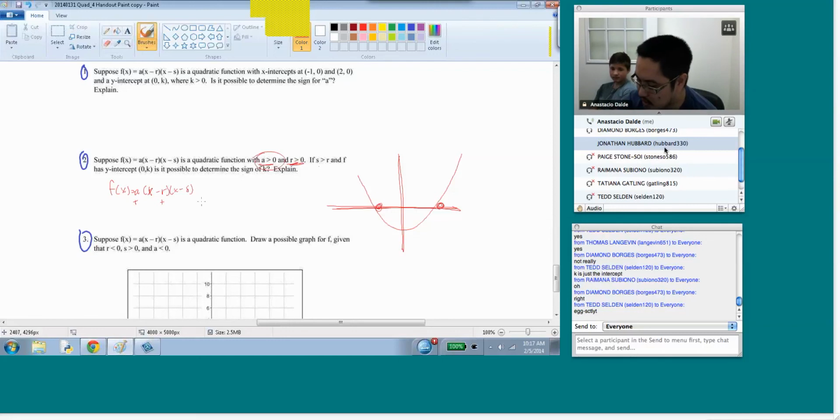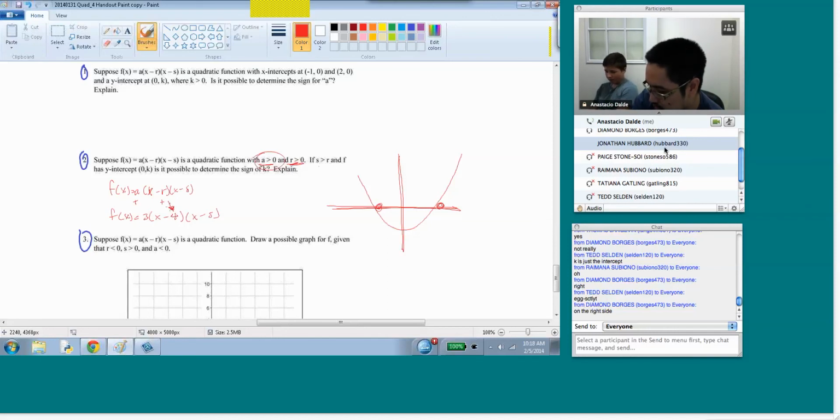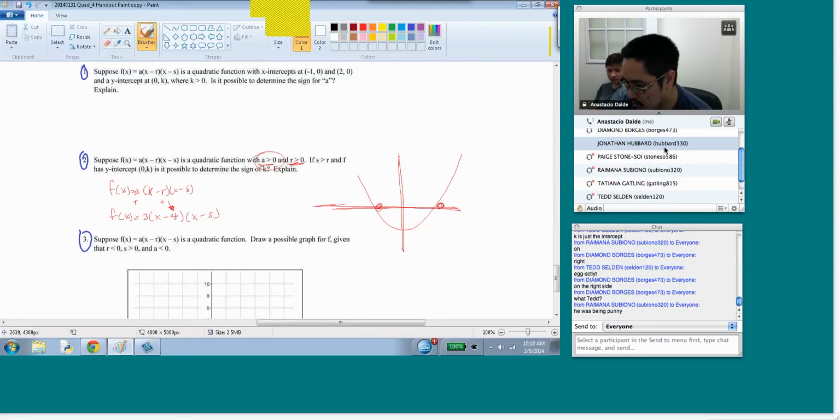Let's make up one. Let's say f of x equals 3 times x minus 4, x minus s. I don't know s, but I know that r in this case is positive. So that means what? Oh, there we go. Diamond's answered. I'm sorry, I'm kind of looking off to the side. Diamond's fully answered it. So that means r is going to be on the right side. Do you guys agree? Do you see what she's saying here?